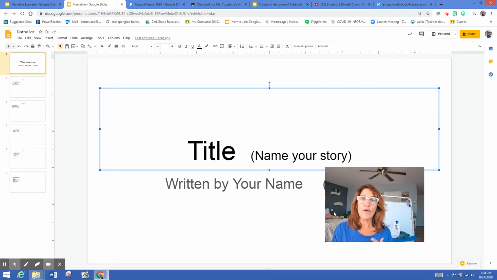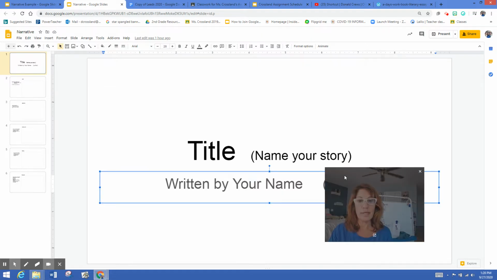So the first part of our story, we are going to go to our Google slide, and I have the Google slide up behind. So you're going to name your story. And if you don't have the title yet, that's okay. You can always do that at the end. But you should put your name in here. So it says written by your name. You're just going to click and put your name because you are the author.